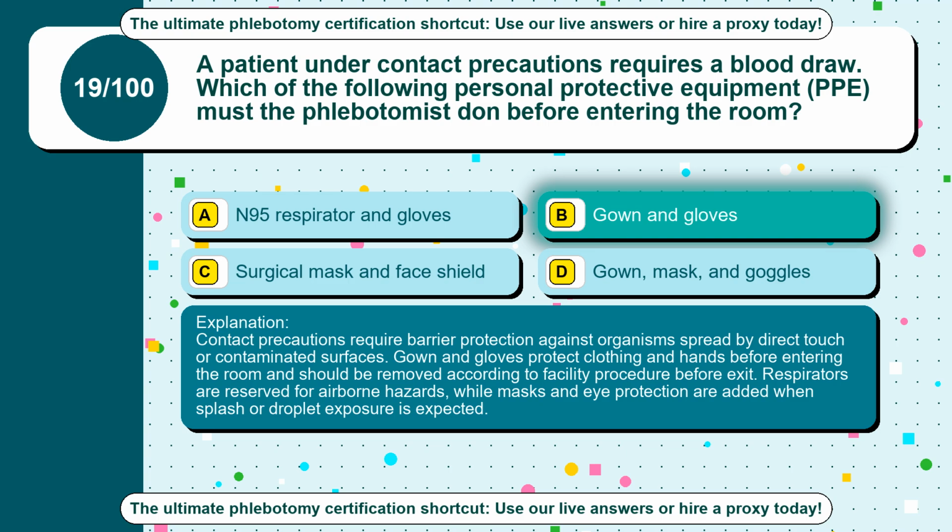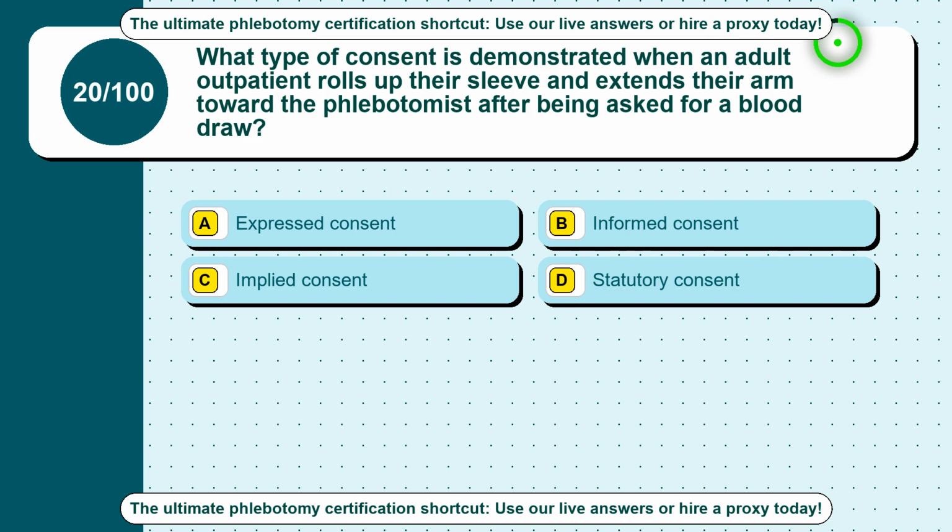Question 20. What type of consent is demonstrated when an adult outpatient rolls up their sleeve and extends their arm toward the phlebotomist after being asked for a blood draw? Option A, expressed consent. Option B, informed consent. Option C, implied consent. Option D, statutory consent.